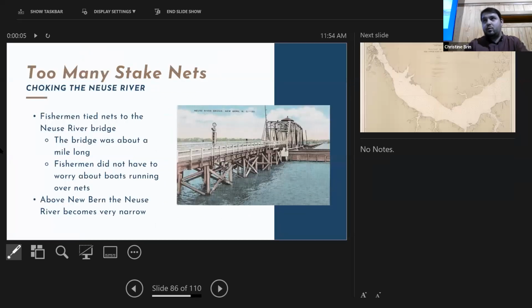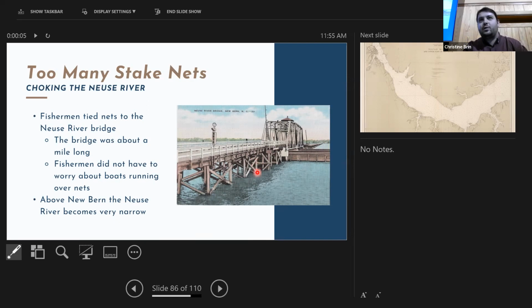There was a problem with the gill nets on the Neuse, and that was a lot of the fishermen were tying off their stake nets to the Neuse River Bridge. The reason they were doing this was because there was a problem with boats running over stake nets and tearing them up. If they tied off their nets to these sections here, they didn't have to worry about boats running over their nets.